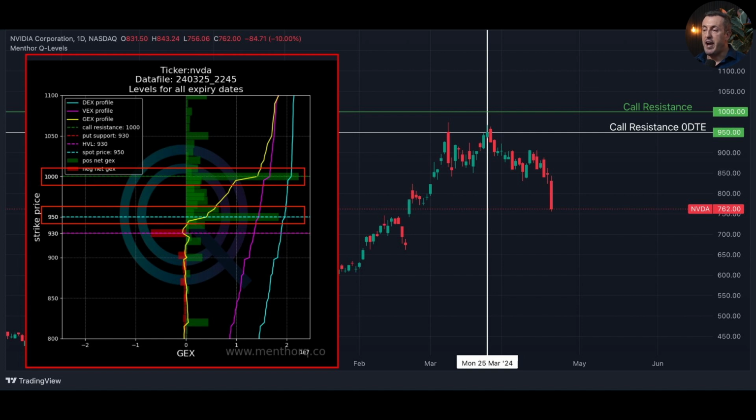Here we see the net GEX, or net gamma exposure chart, from our models, and we can identify two key levels: the core resistance and the core resistance 0 DTE, which looks at the market positioning at the next weekly expiration. The 1000 level and the 950 level are the ones with the highest exposure. As we can see from the chart, the price reaches this level and then retracts if it fails to break above.